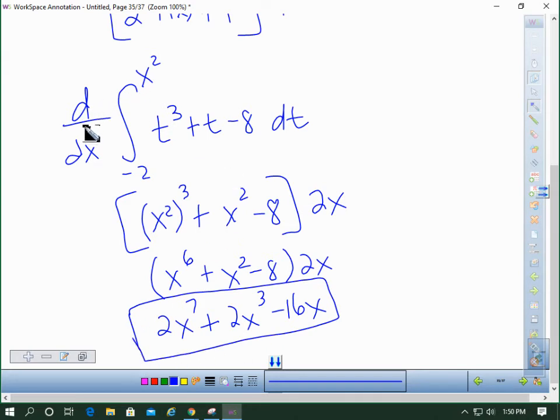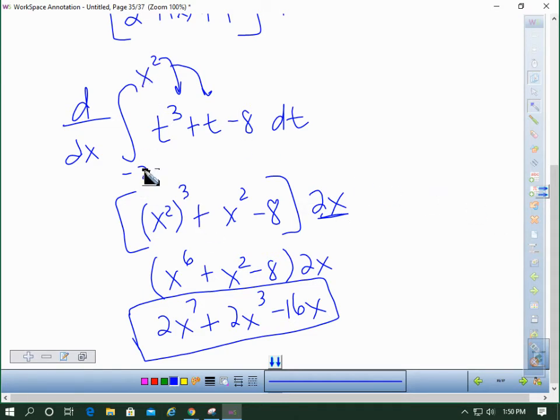So when you take the derivative of an integral, they cancel. But in order for the rule to work, you have to have a number at the bottom. And then whatever this function is, you plug it in, and then you chain on its derivative. That's how you take the derivative of an integral, which is the second fundamental theorem of calculus.